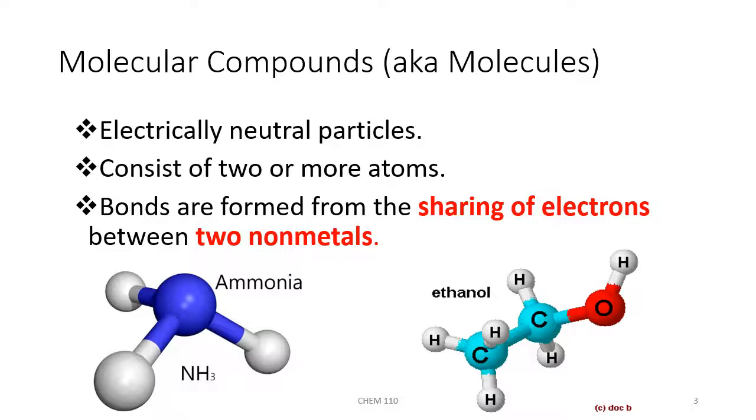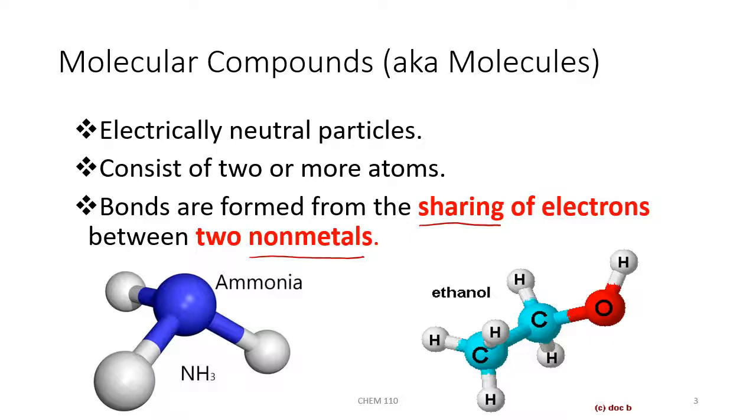Molecular compounds are electrically neutral particles. They consist of two or more atoms combined together, and the bonds between atoms are formed from the sharing of electrons, sharing being the key word. And you'll notice if you look at all the types of atoms in molecules, they are all nonmetals. The sharing of electrons always occurs between two or more nonmetals.